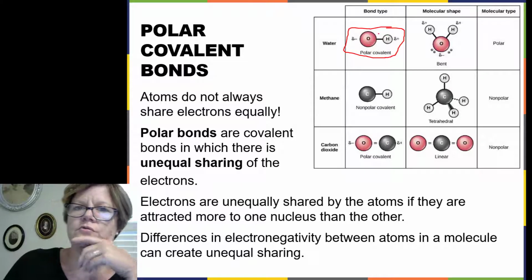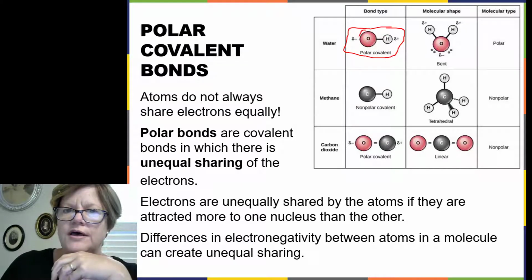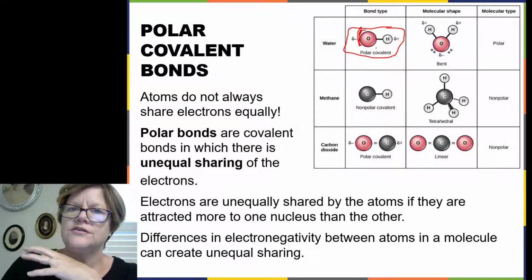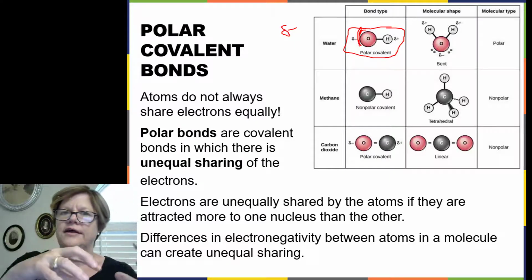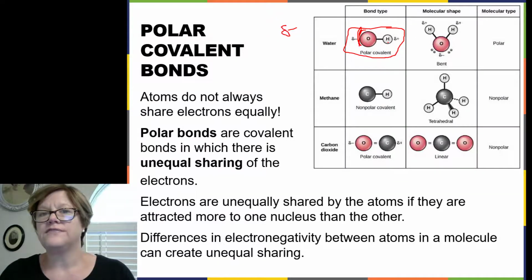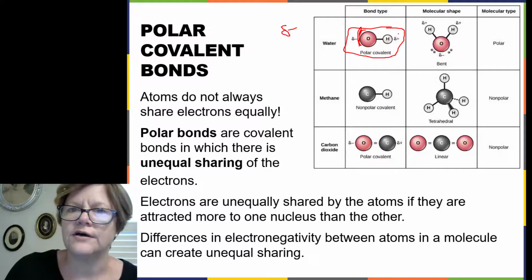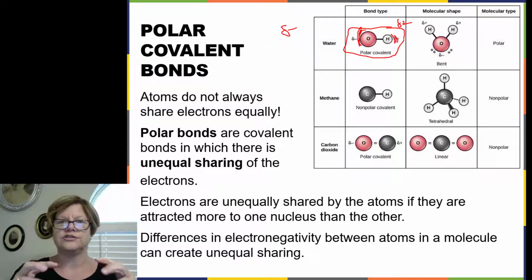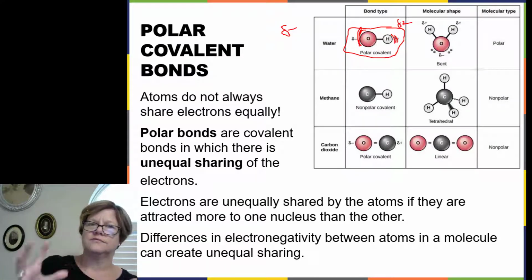The oxygen pulls more on the electrons, so the electrons spend more time around the oxygen nucleus and less time around the hydrogen. So the oxygen has what we call a partial negative charge. And that just means that more often than not, the electrons are on that side. The hydrogen, more often than not, has a shortage of electrons on its backside here. And so we call that a partial positive charge. Now still, the whole thing taken as a whole is neutral, not charged.